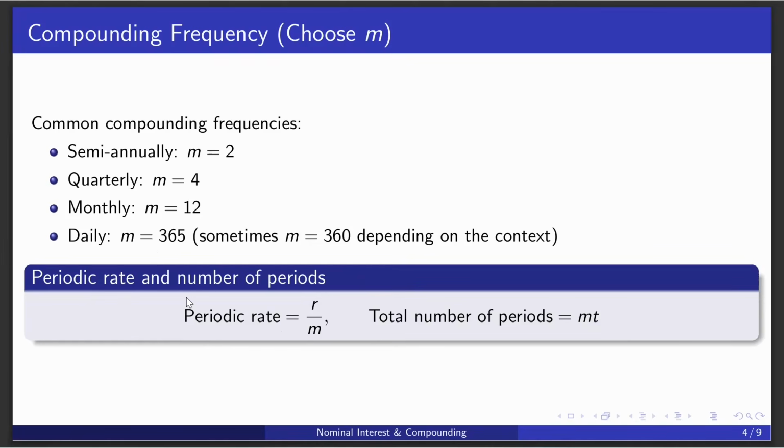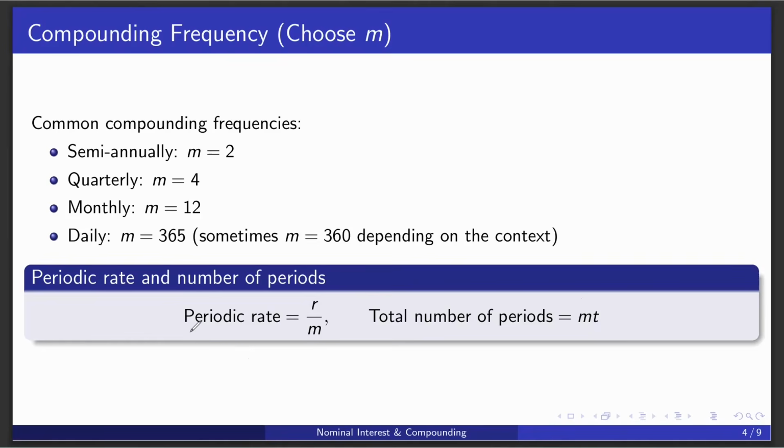Now, the periodic rate and number of periods. M is the number of periods in the year that interest is compounded. Therefore, the interest rate per period: in the case of quarterly, the interest rate per quarter is the interest rate R given for the whole year divided by M, which is the number of periods in the year. The total number of periods is then equal to the number of periods within each year times the number of years under consideration. Let's take an example.